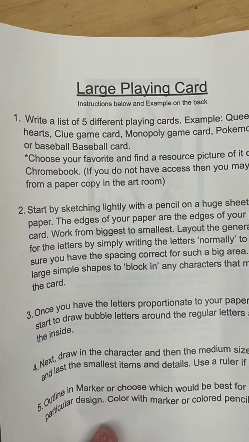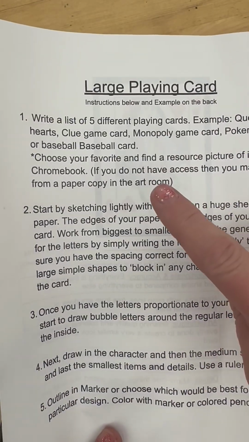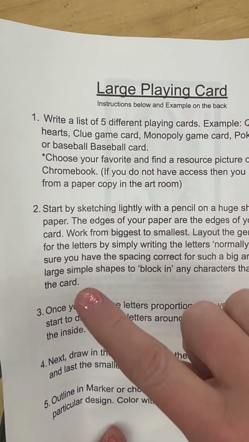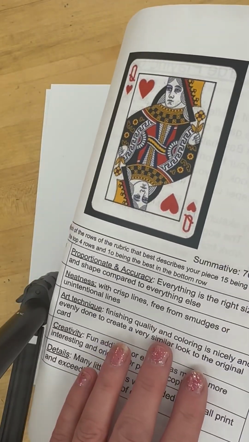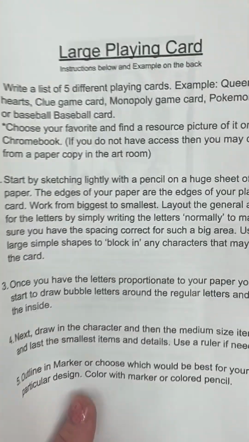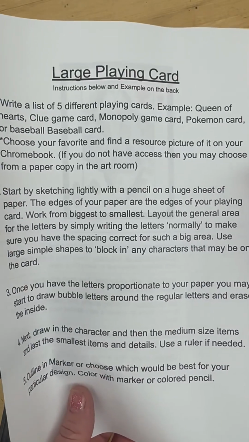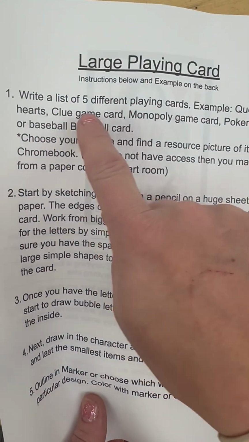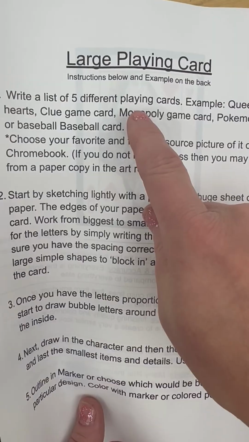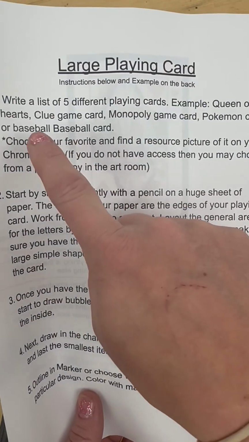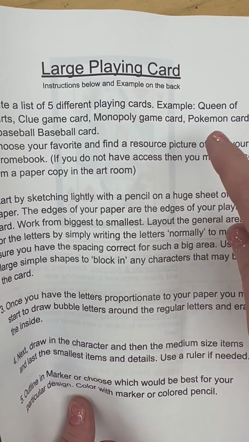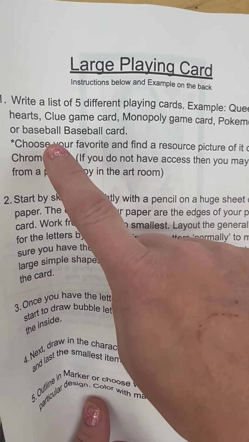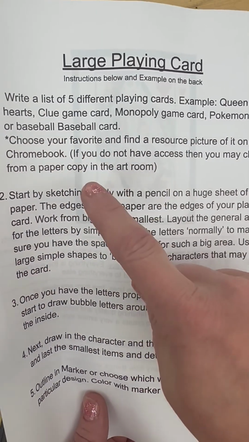You can either look at this in your Chromebook, or you can grab the piece of paper to read it as you go. Some people like computers, some people like the paper. So you do not have to do a Queen of Hearts or even a playing card like this. So let's think a little bit more abstractly. Write a list of 5 different playing cards. My examples would be Queen of Hearts, Clue game card, a Monopoly game card, a Pokemon card, or even a baseball card. Those are just my examples.